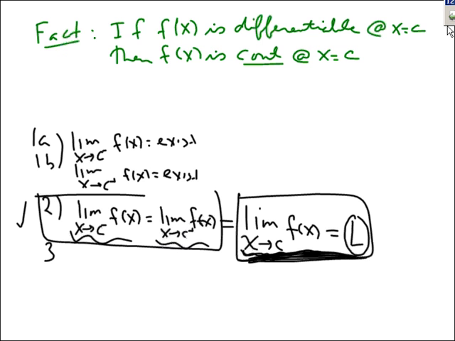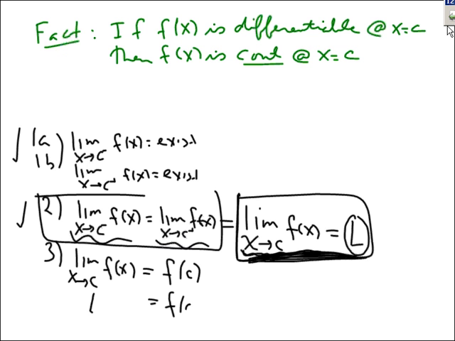If the left limit equals the right limit, then they must both exist. So this statement says 1a, 1b, and 2. And statement 3 says that the limit as x goes to c of f of x must equal f of c. That is, we said that f of c must equal L. That was how we defined continuity. The common limit must equal f of c.